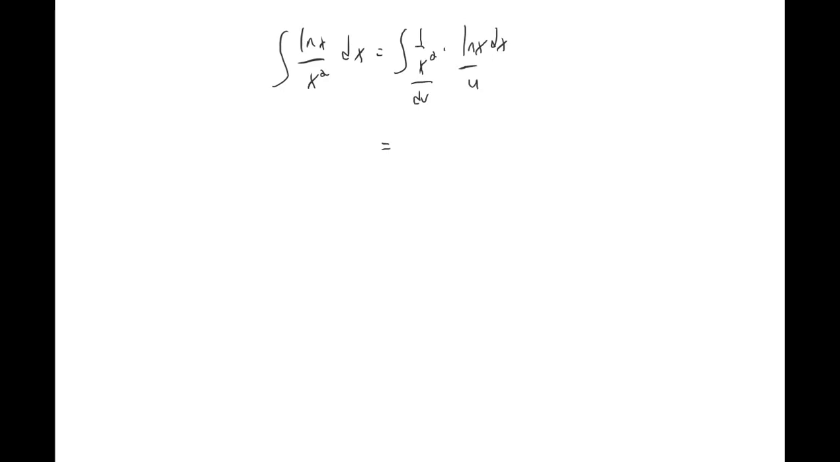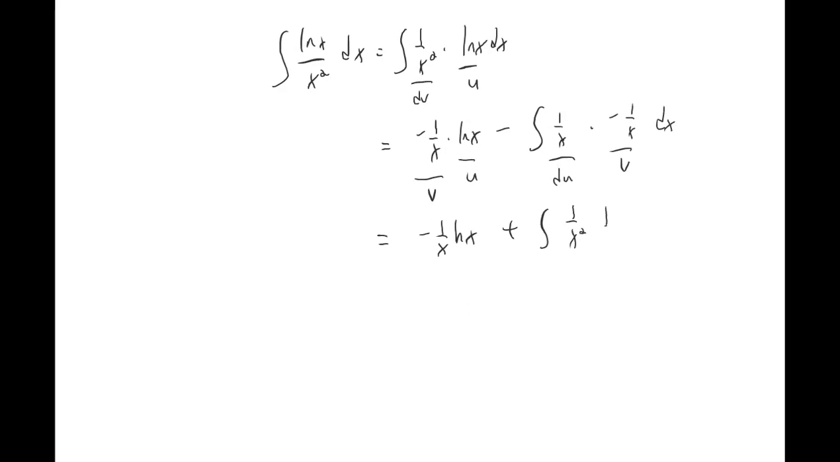So here I'm going to get what? The antiderivative of 1 over x squared is negative 1 over x, right? So again, this is v, this is u, minus integral of 1 over x, which is du, times negative 1 over x, which is v. So minus minus becomes plus, right? Integral of 1 over x squared. So you should get this, right?